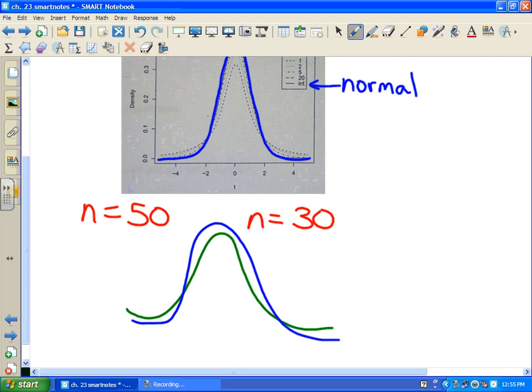So there they are, graphed together. Those are both T models, or T distributions. One with the n of 50, one with the n of 30. So what is the degrees of freedom? 49, and for this one, the degrees of freedom is 29. Okay, which one is which?